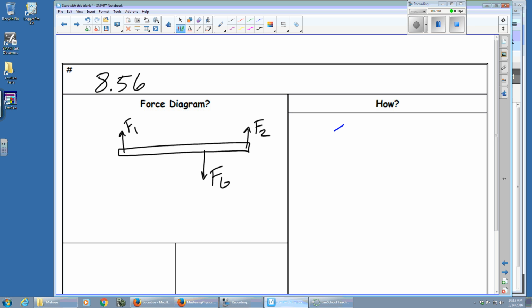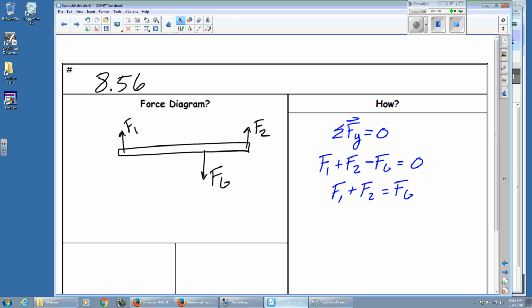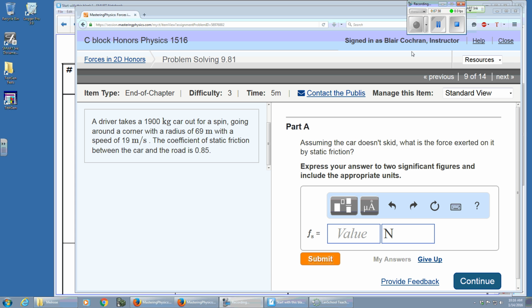Now I just sum the forces in the y direction equals 0 since there's no acceleration. That would mean, and I'm going to call up positive, so F1 plus F2 minus F sub g equals 0. So F1 plus F2 equals F sub g. And I'm given F1 and F2. Yay! All right.